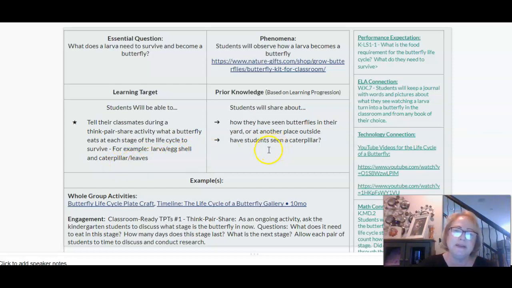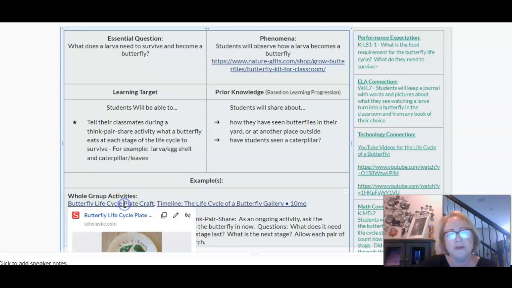And to tap into the kindergartner's prior knowledge, we would have a little whole group discussion about how have they seen butterflies in their yard or at a place outside like the park, or have students ever seen a caterpillar? And we'll be doing various whole group activities to give the kindergartners a lot of visual ideas of the butterfly life cycle.